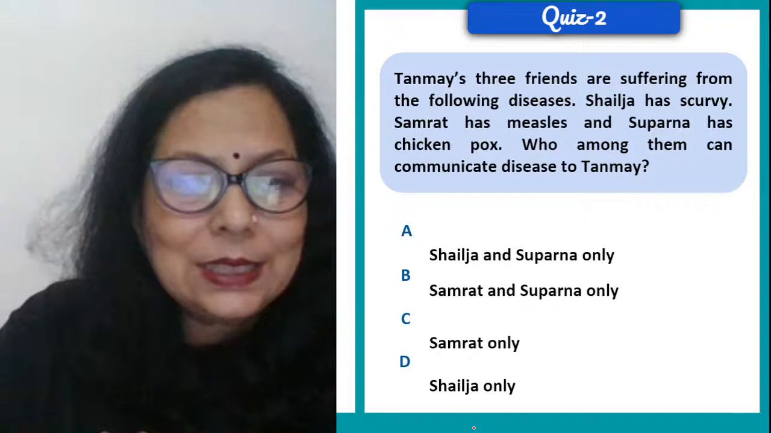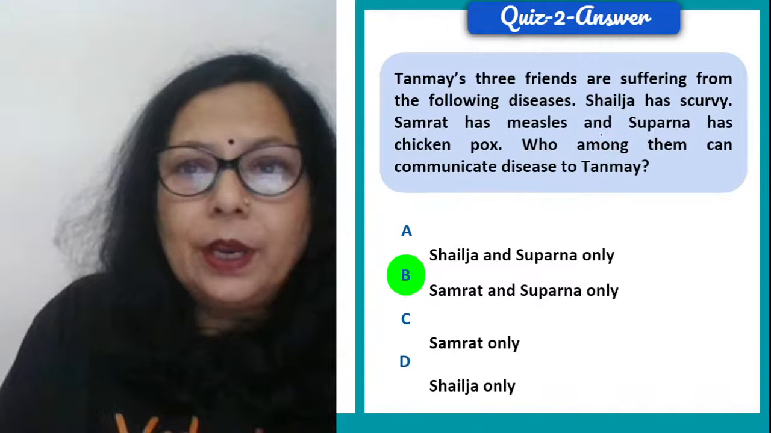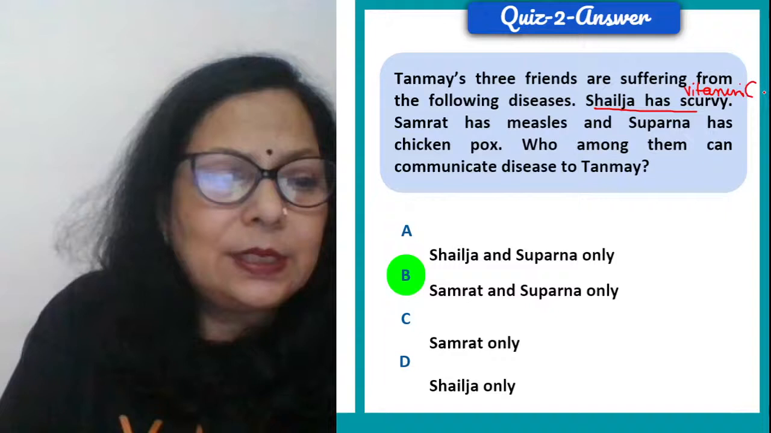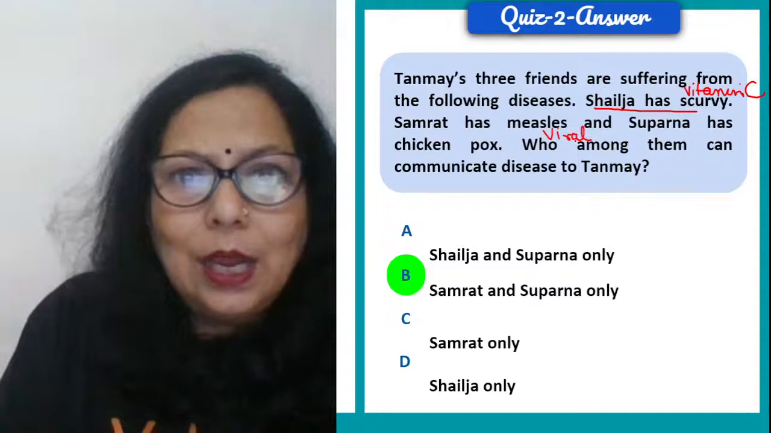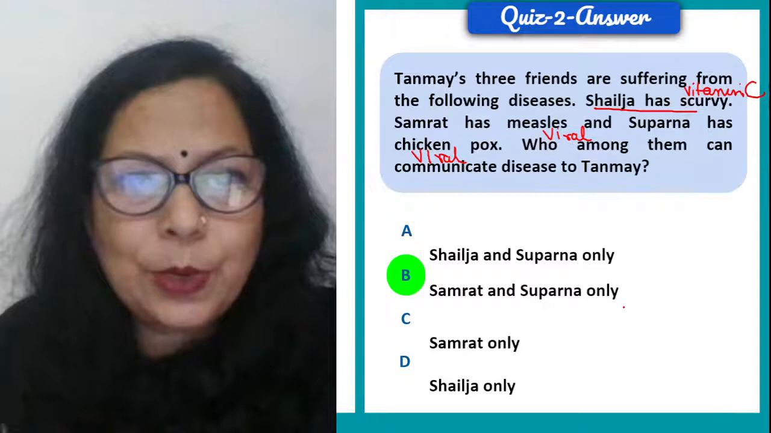Yes, it is Samrat and Suparna. Scurvy is a deficiency disease from vitamin C. And measles is communicable. It is viral. And chickenpox is also viral. So viral diseases are communicable. They spread from one person to another. You are right now, Shiv.